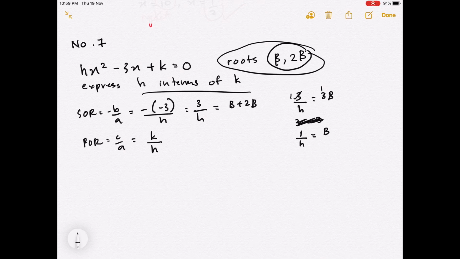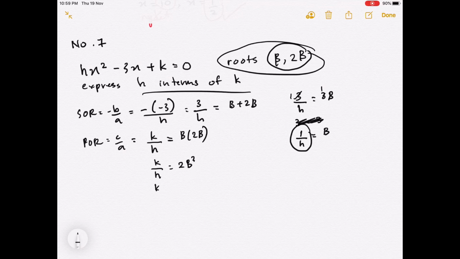Okay, so daripada sini pula k over h adalah pole. So, pole is beta times 2 beta. So, what you have is 2 beta squared. So, you nak h in terms of k kan. Tak nak beta dalam persamaan ni kan. So beta here equals to 1 over h.